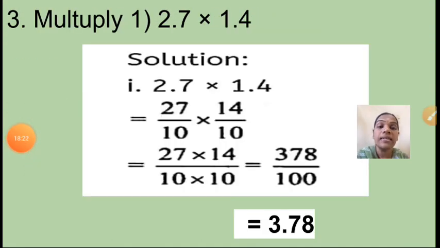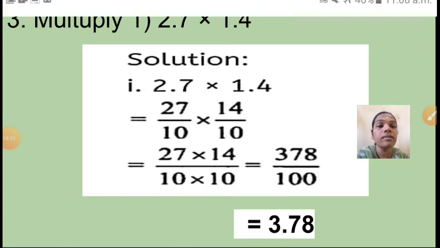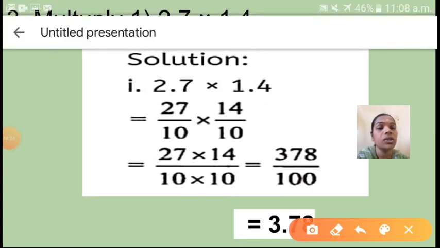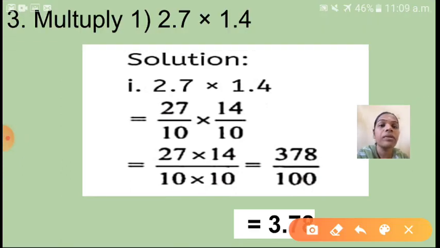So children, see here, practice set 16, third question. Okay, practice set 16, third question is what? Multiply, that is 2.7 into 1.4. Okay, so here how you have to solve? See here, I had solved with the help of the second method. That means the decimal number you have to convert into a fraction.